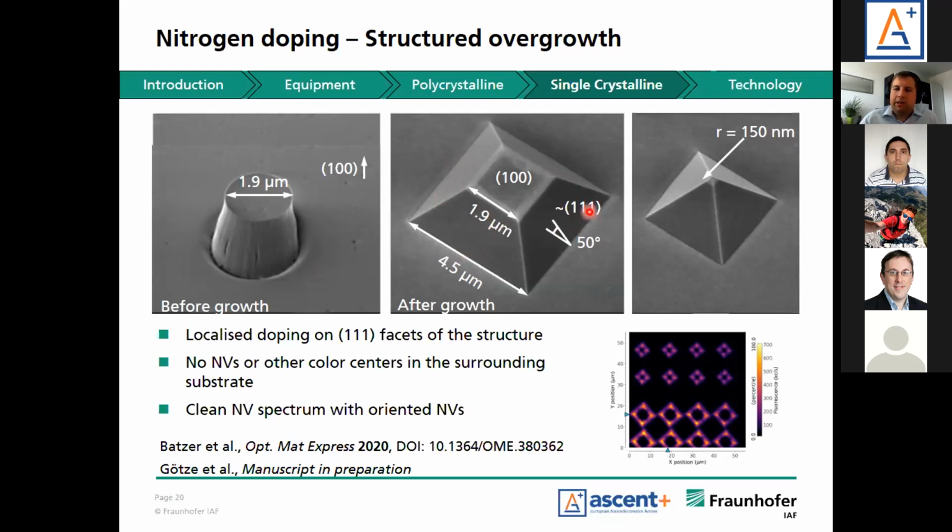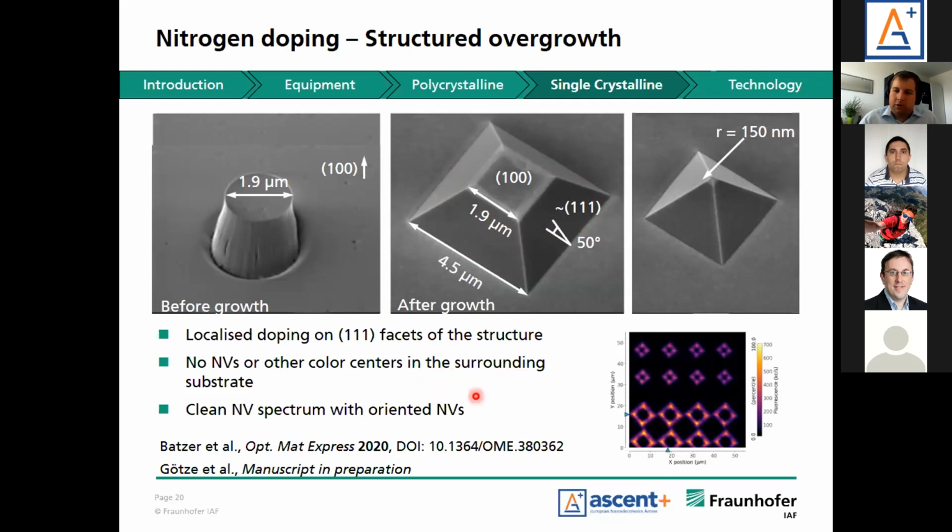And these clear 111 facets allow us to dope nitrogen vacancies, but also silicon vacancies, for example, only into these 111 facets. And this is what you see here on this PL map, laterally resolved. You see that on the top, there is no growth happening with a nitrogen doping. You only have PL luminescence on the sides.